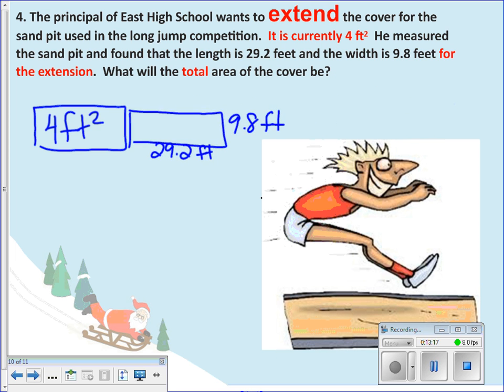So, what will the total area of the cover be? In red I wrote total, so change the word total in your notes. How am I going to solve that? And if you want to draw the picture to help you, how would I solve that? We have one that's 4 square feet. Then we're adding on an extension. So how would I go about solving that one? The picture might help. I like pictures. Visualizing can help.